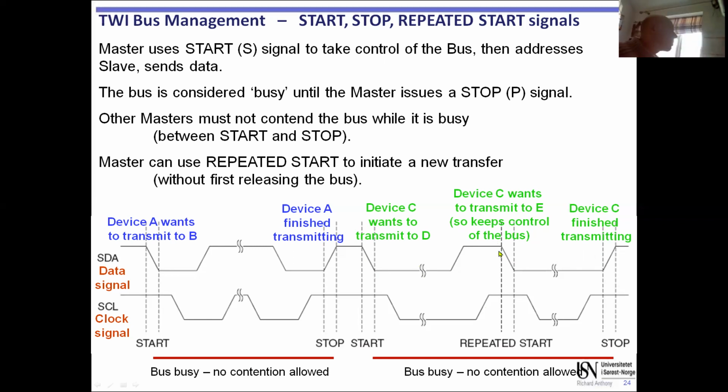So this basically hogs the bus and stops another device starting to transmit, because this device wants to talk to maybe device C wants to talk to D, and then C wants to talk to E immediately afterwards. It doesn't want another device to start talking. So it keeps hold of the bus. So instead of sending a stop, it sends another start.